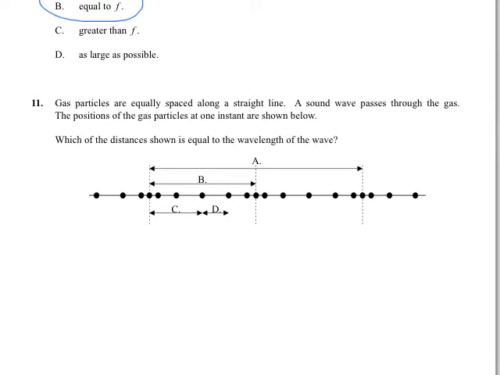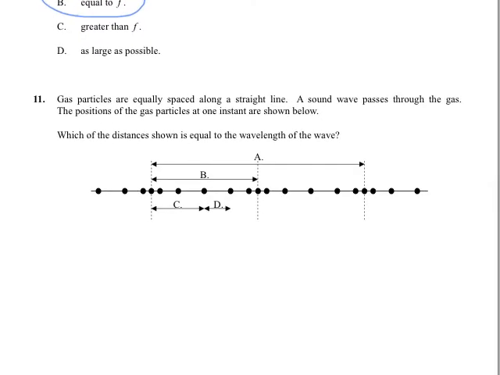Question 11. Gas particles are equally spaced along a straight line, and a sound wave passes through the gas. The positions of the gas particles at one instant are shown below. So here is our first particle, and what we have to do is find another particle which is in the same situation, the same position and moving in the same direction. So if we look through here, we go from compression to rarefaction, the spreading out. So these waves are getting further apart until here we see them getting closer together. So that's like the second half of our cycle until we get to this point here.